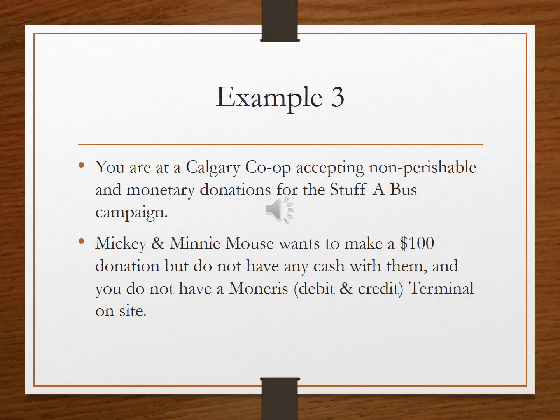For a third example, you are at a Calgary CoOp accepting non-perishable and monetary donations for the Stuff a Bus campaign. Our donors, Mickey and Minnie Mouse, want to make a $100 donation, but they don't have any cash, and you don't have one of our Moneris terminals to accept a debit or credit card.